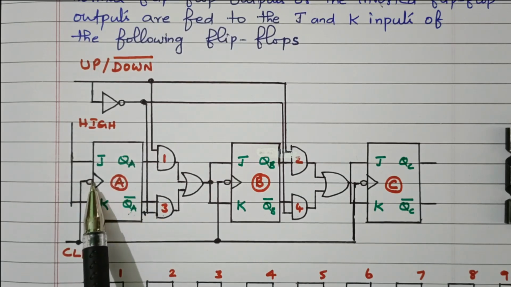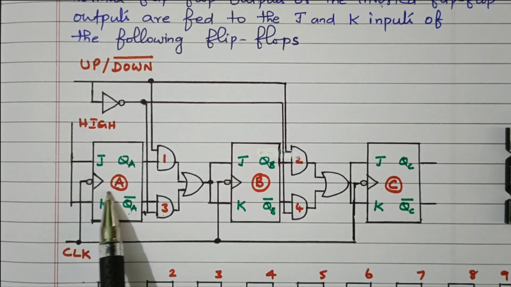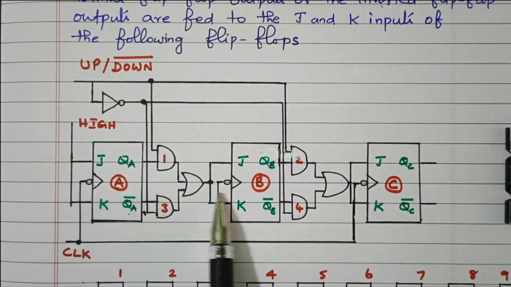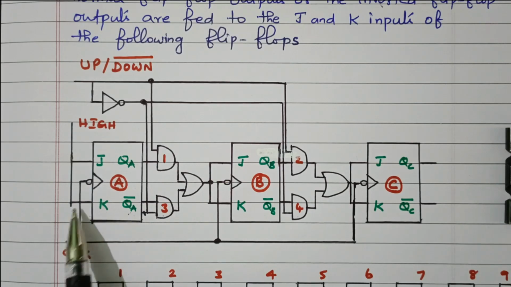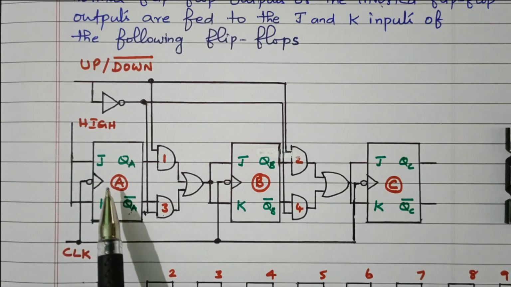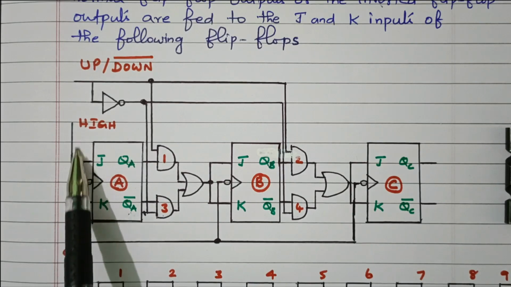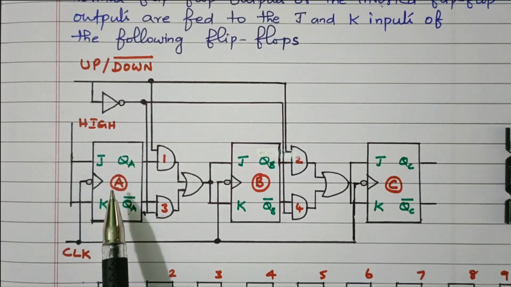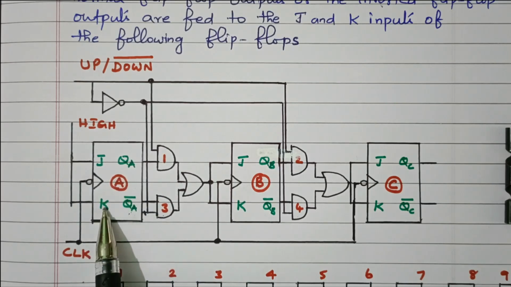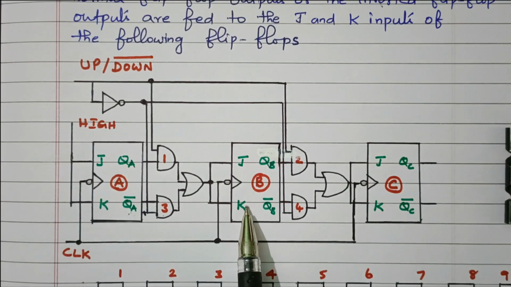Also here we are using the negative edge clock pulse. Whenever the negative edge occurs, the state of the flip-flop will change. So for the first flip-flop, the J and K inputs are always high. For every negative edge of the clock pulse, the output toggles, 0 to 1, 1 to 0. What about the second flip-flop?